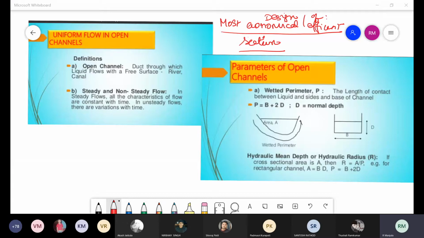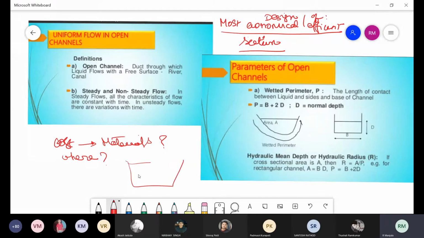Where is the cost component actually coming from? Design and materials. Yes, materials. What is the material used for? That cement and all things. Okay, that is okay. But where are the materials used? Suppose I am taking a section like this. This is my flow, depth of flow. Suppose I am considering a trapezoidal channel.